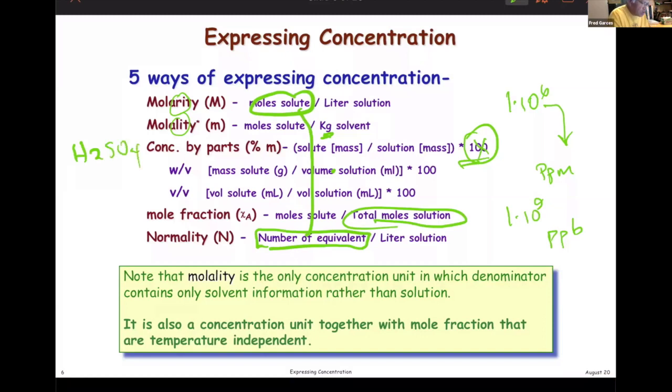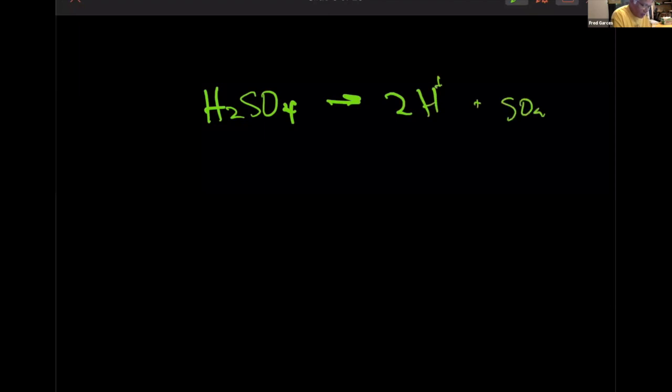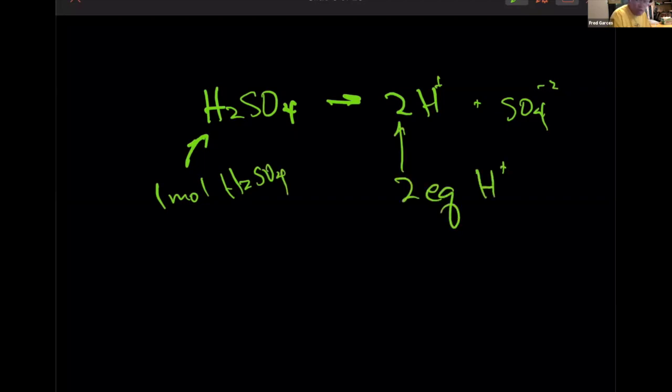Sulfuric acid is H2SO4. The chemistry of sulfuric acid, when we put it in water, is 2 hydrogens, and then the sulfate stays together. But for every 1 mole of H2SO4, we produce 2 equivalents of hydrogen. That's your conversion factor. See how this conversion factor is defined by the formula? That's why you need the formula to figure this out.